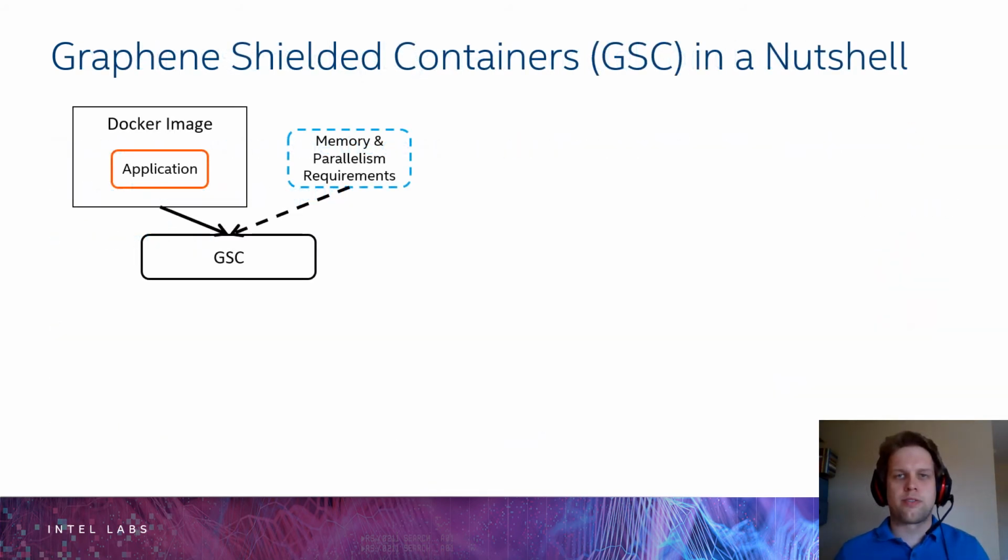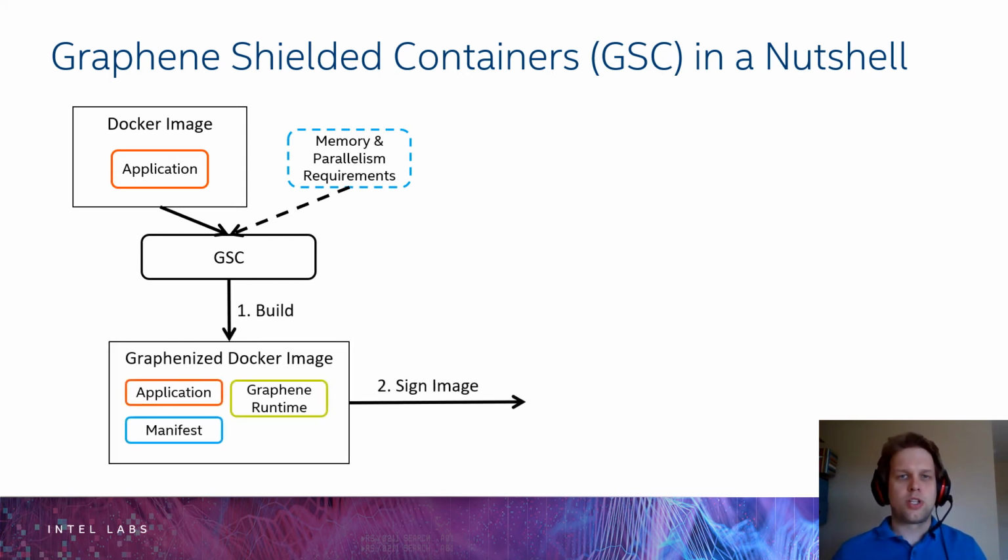For this purpose, we have created Graphene Shielded Containers, or GSC. It takes as an input a regular Docker image with an application and its dependencies, and optionally a minimal application manifest detailing its memory and parallelism requirements. These two are given to GSC to build a graphenized Docker image. This image includes the application, the Graphene runtime, and a generated manifest file based on the user's inputs, as well as some configurations of the Docker image.